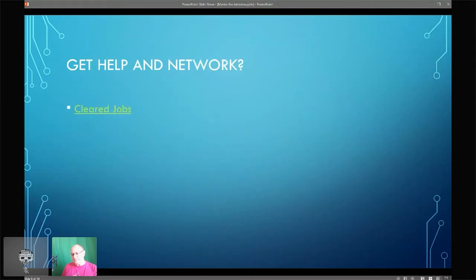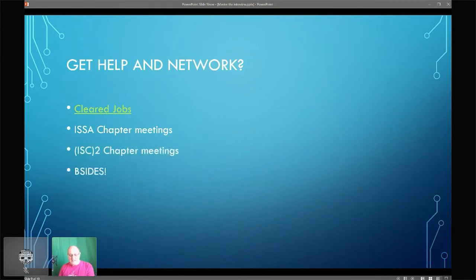Get help and network. Clear Jobs, sponsor of this particular track, is an excellent place. If you have clearance, I totally recommend Kathleen and their group to help find you positions. If there is a local ISSA or ISC2 chapter meeting, go. BSides, get involved, volunteer. There are other local IT groups and even larger IT groups out there. Sign up for them, look for them on LinkedIn, and look for more in-person organizations so you can network in the future.